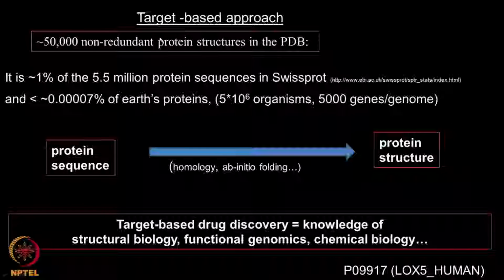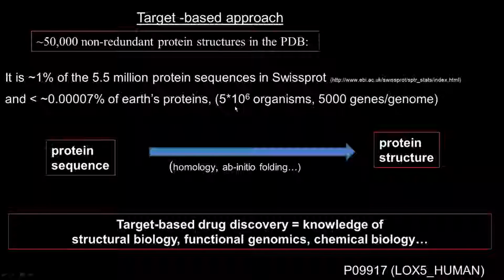If you look at the Protein Data Bank, it has 3D structures of 50,000 protein structures, which is 1% of 5.5 million protein sequences. That means two-dimensional sequences available in SwissProt, and which is 0.00007% of Earth's proteins. Because Earth has a lot of organisms and genes, we have very little knowledge about the sequences of proteins found on Earth, and still very little detail about the three-dimensional structures of the proteins. So there is a lot of scope for the next several hundred years.